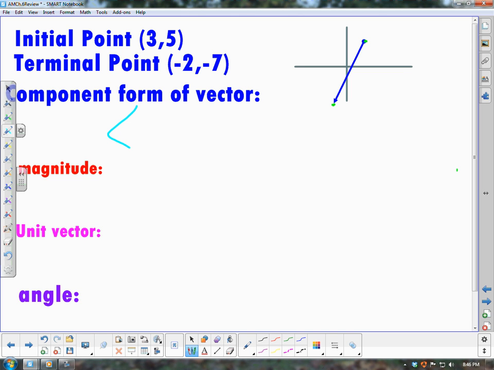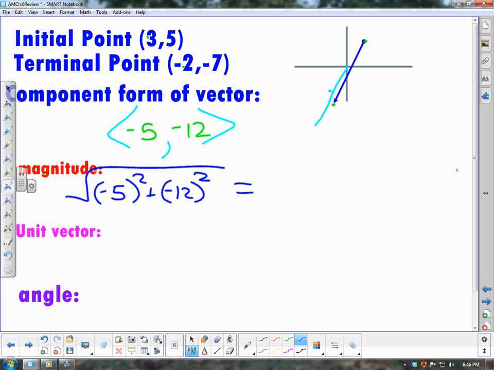Component form means that the starting point is 0, 0. So we have to take this and move it down to here. This coordinate is negative 2 minus 3, so negative 5, and then 7 minus 5 is 12. And there's component form. Then the magnitude is the square root of negative 5 squared plus 12 squared, which gets you 13.